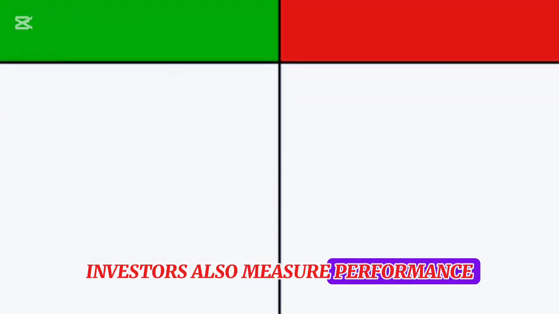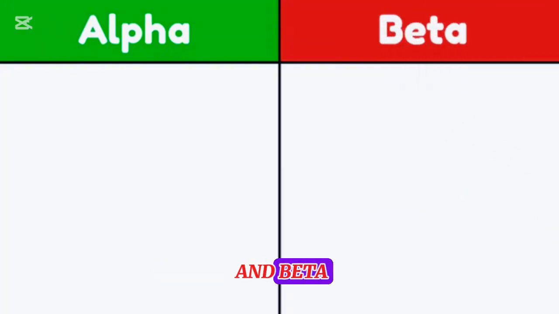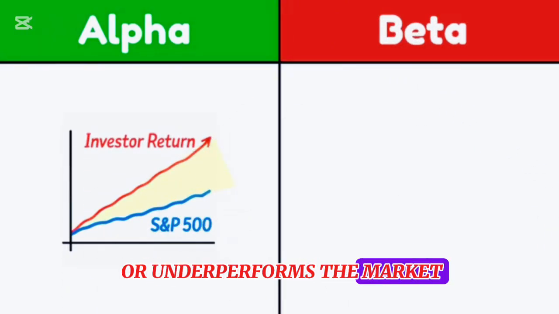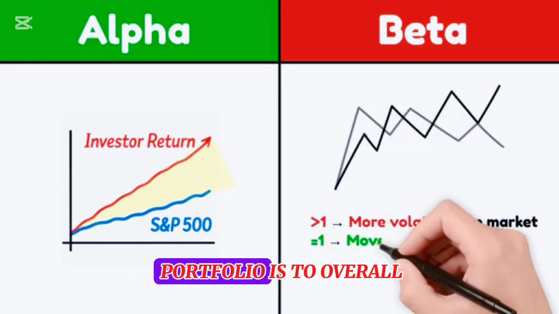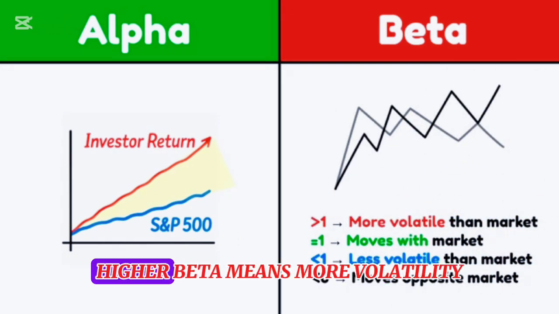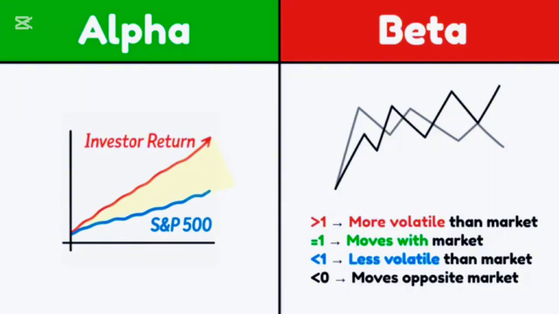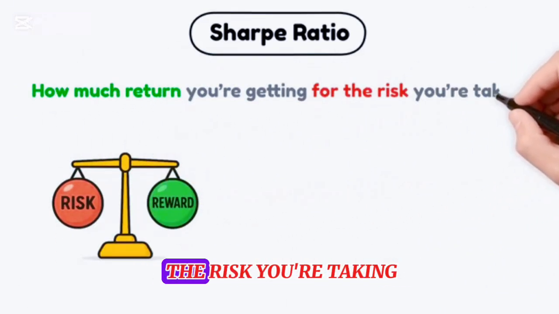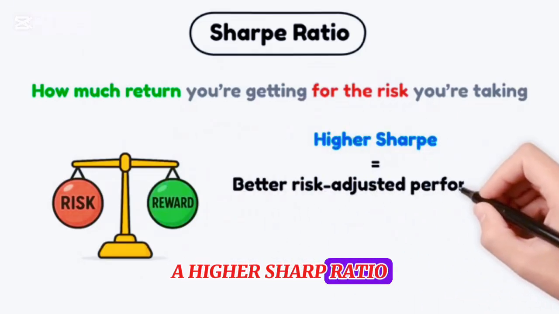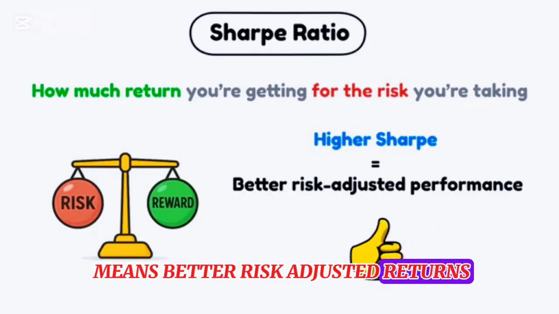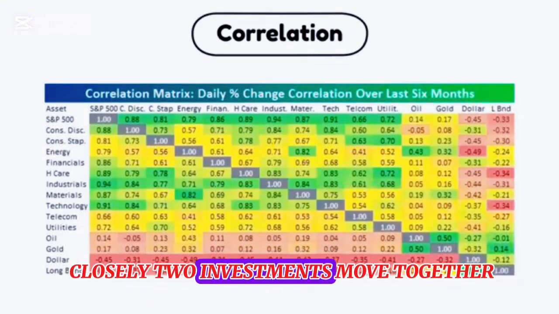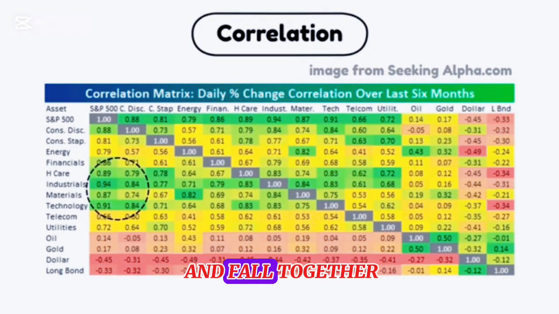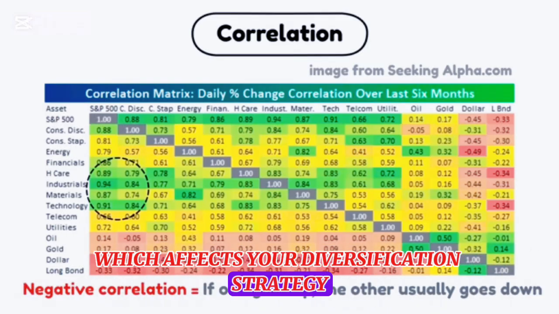Investors also measure performance using metrics like alpha and beta. Alpha shows how much a portfolio outperforms or underperforms the market. Beta measures how sensitive your portfolio is to overall market movements. Higher beta means more volatility. The Sharpe Ratio is another key metric. It shows how much return you're getting for the risk you're taking. A higher Sharpe Ratio means better risk-adjusted returns. Correlation tells you how closely two investments move together. If two stocks are highly correlated, they tend to rise and fall together, which affects your diversification strategy.